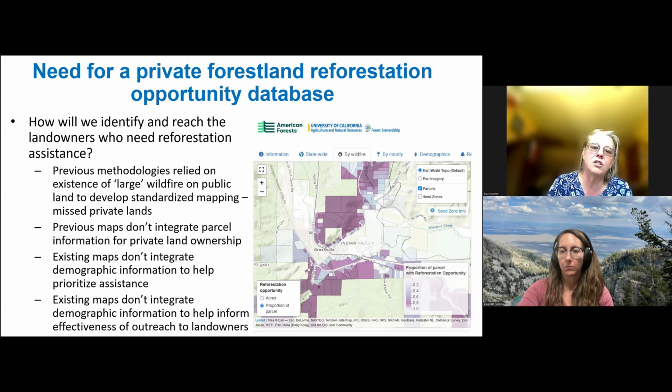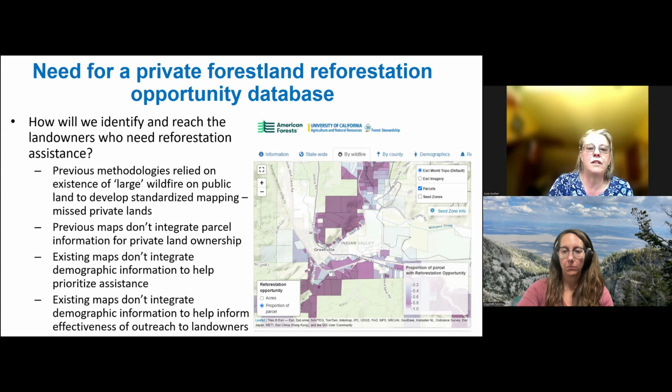And it's called Reforestation Opportunity, just to say, is it a need? I don't know. It's a little bit of semantics, but it's a needs assessment of where reforestation could be useful and assistance programs could be useful to private landowners.